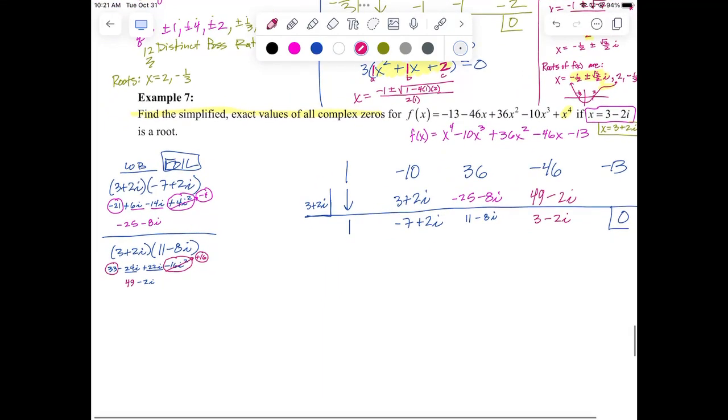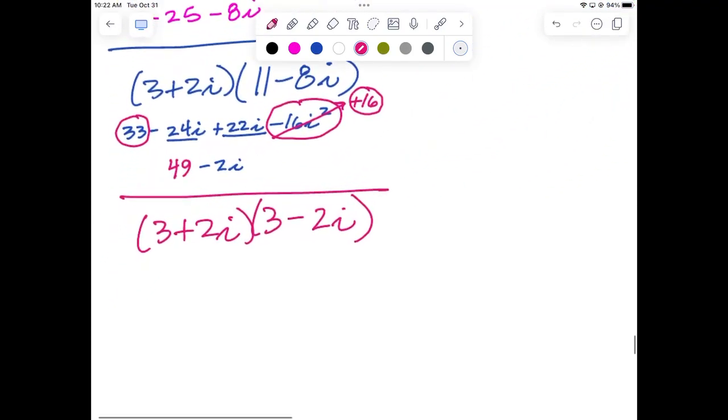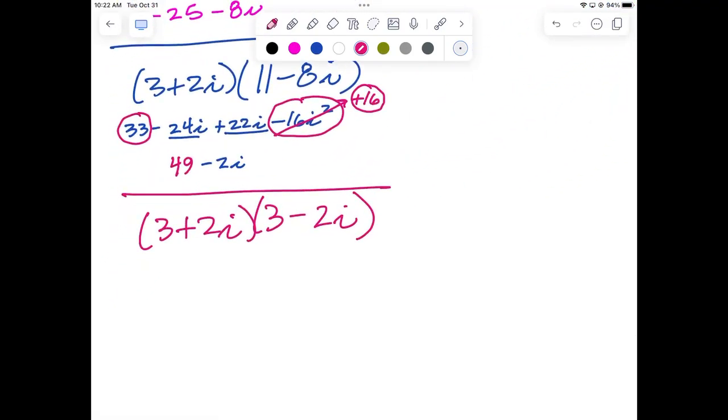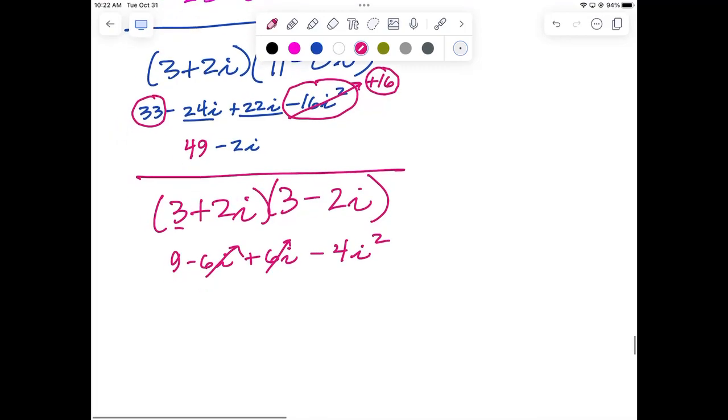Holy moly smokers. I got to do this one more time. 3 plus 2i times 3 minus 2i. How are those related? They're conjugates of each other. And if you remember from Algebra 2, when you multiply two complex conjugates together, you get a number. Let's see what number that is. Distributing the 3, we get 9 minus 6i plus 6i minus 4i squared. Your 6i's, in this case, cancel.